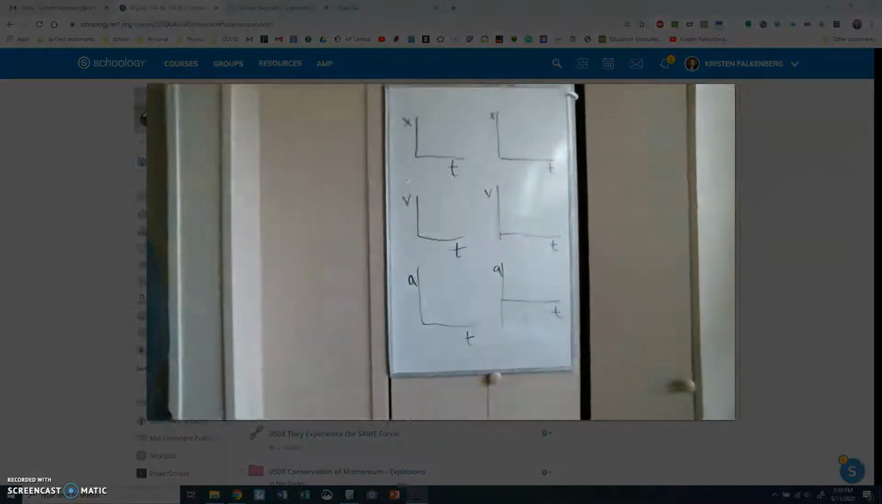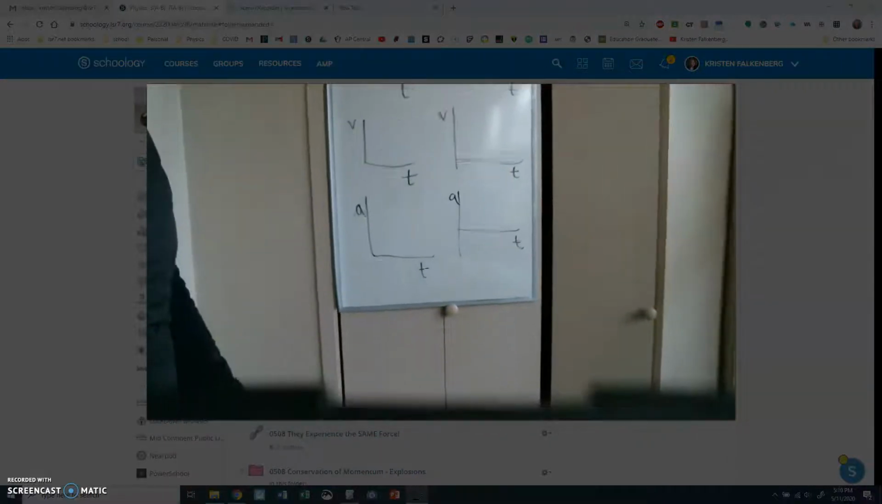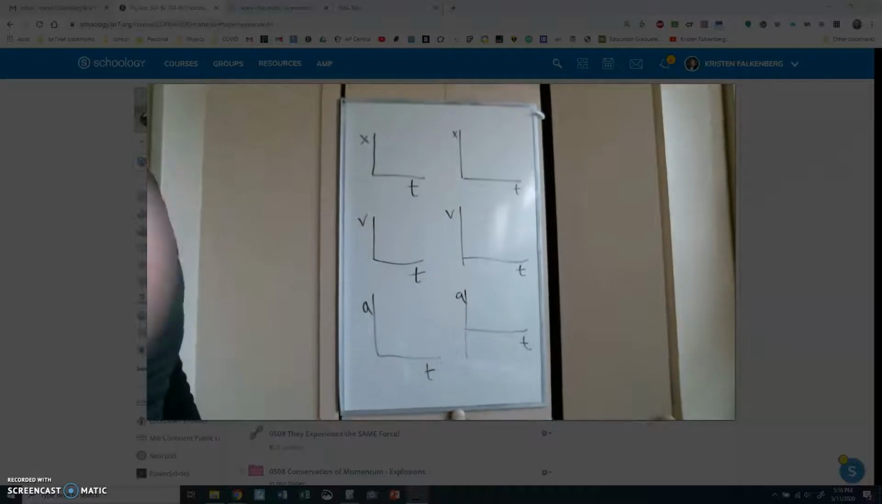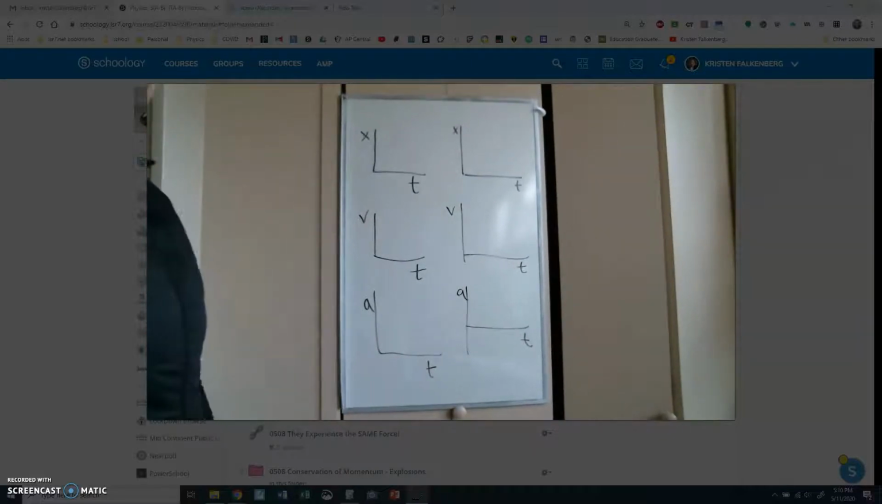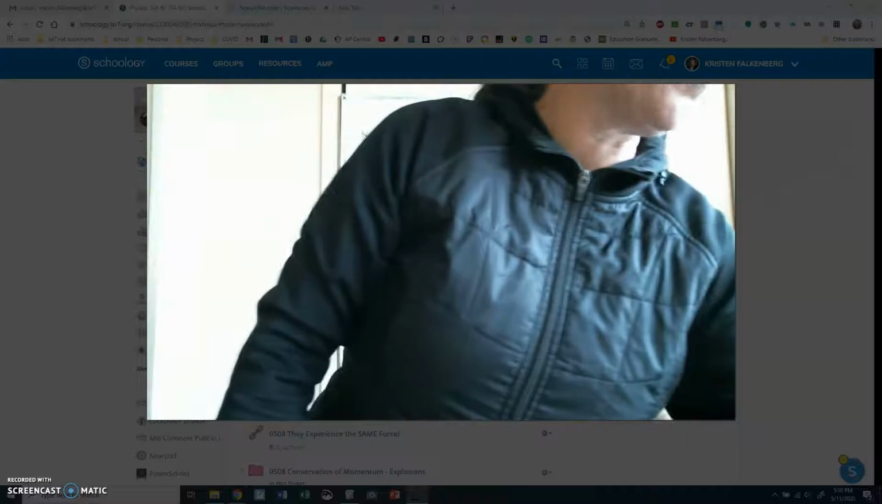So let's see if I can zoom in a little bit. Yeah, that's just me moving the camera. Boom. Movie magic.